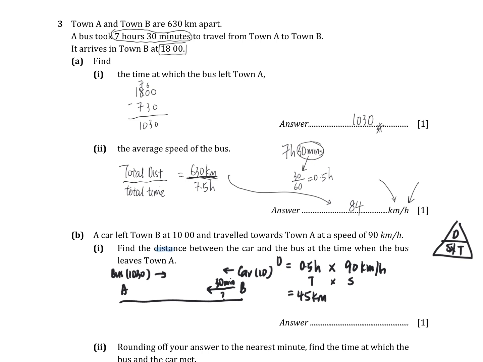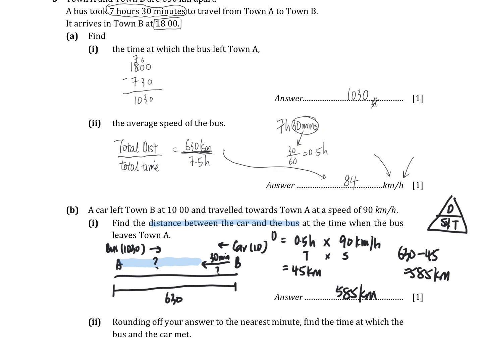I want the distance between the car and the bus at that time. So I want to know what is this. My bus and my car, my bus hasn't moved, right? But my car moved 45 kilometers already. So this whole thing is 630. To find this, I need one more step to take the difference. So the answer is 585 kilometers.